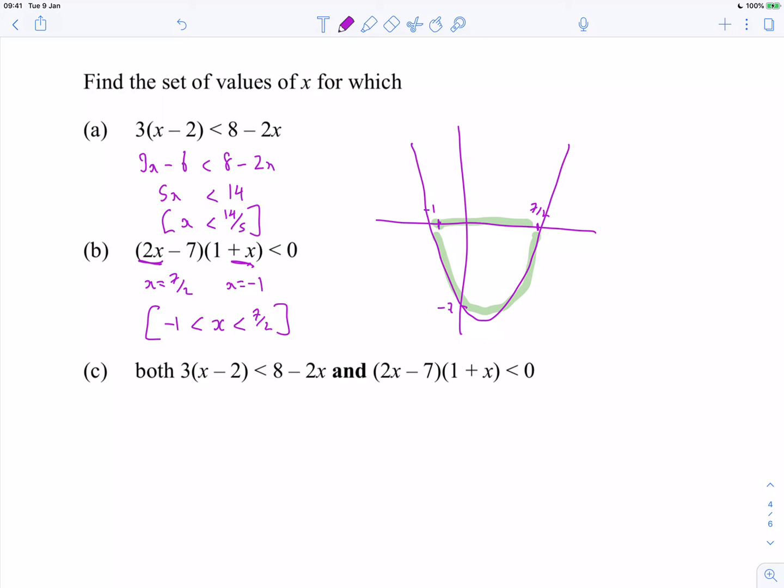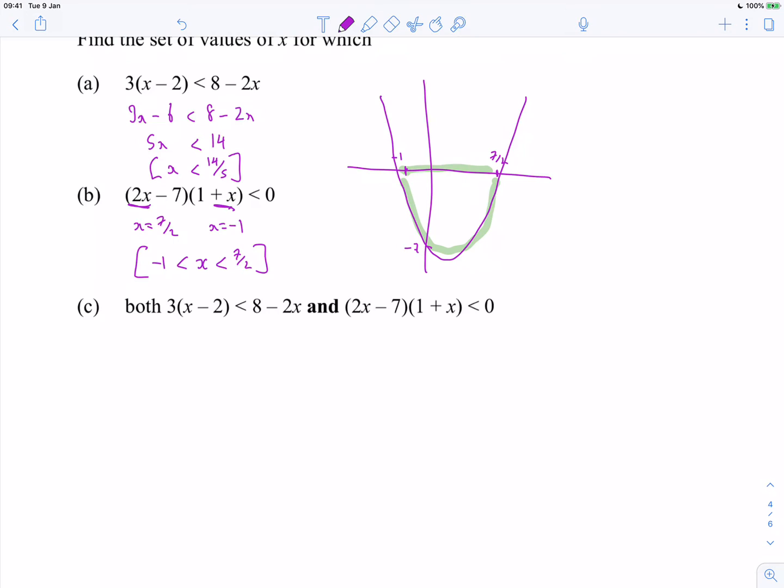And then I want to know when both of them are true. So let's just draw a number line and see what happens. So here's 0, 1, 2, 3, 4, 5, minus 1, minus 2, minus 3, and so on. So the top one, x is less than 14 over 5. Well, 14 over 5 is just under 3. So there's 14 over 5. And I want everything less than it.